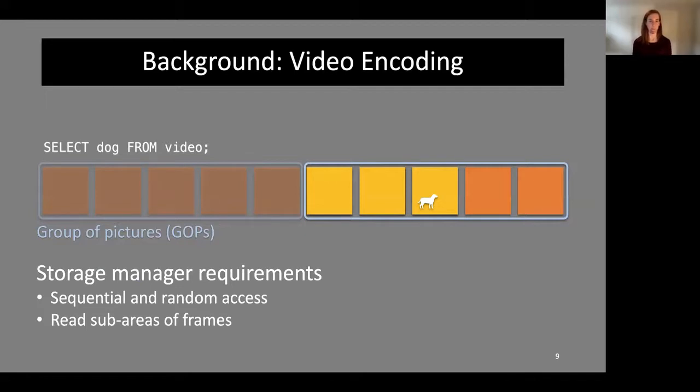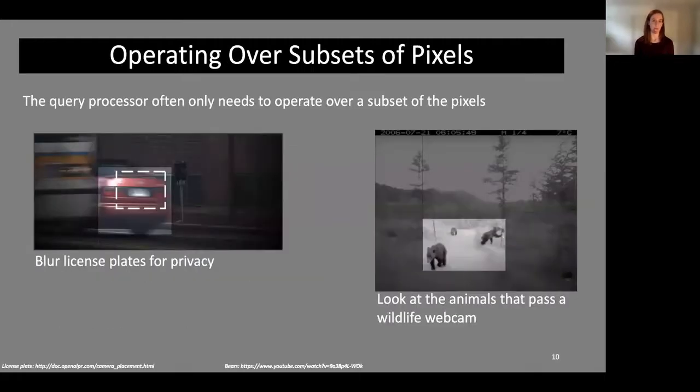However, we also want to efficiently be able to read sub-areas of frames. And we want to do this because often the query processor only needs to operate over a subset of the pixels. For example, to blur license plates for privacy, it only needs to modify the parts of the frame that contain cars. Similarly, if we're trying to look at the animals that pass a wildlife web camera to classify them as injured or healthy, again, we only need to look at the parts of the frame that contain the animals.